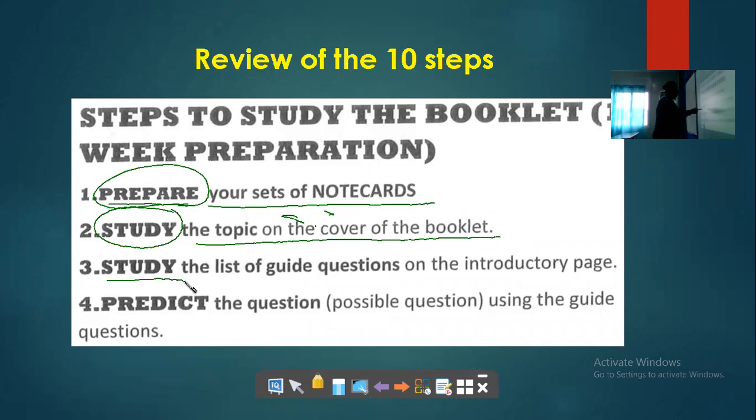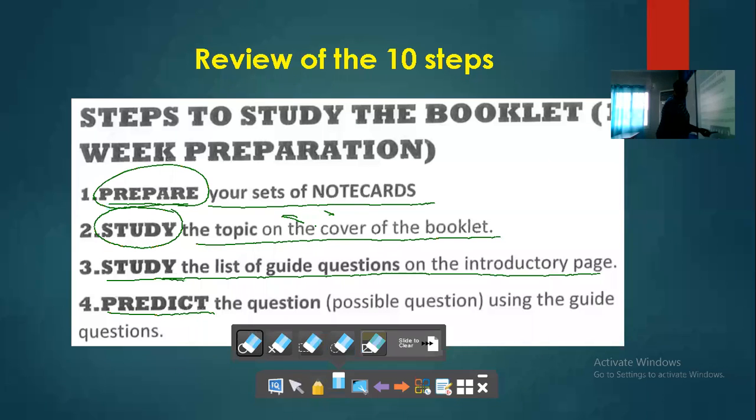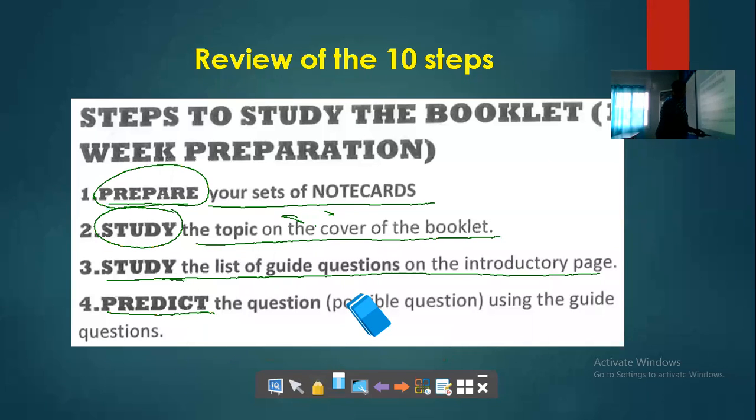So you prepare your notepad, study the topic on the cover of the booklet. I will go through that in detail. And study the list of guide questions on the introductory page. You predict the question, and this question is going to be a possible question, so that you can create a thesis statement, which is also possible. Why are we calling them possible questions and possible thesis statements? Why are we calling them possibles?